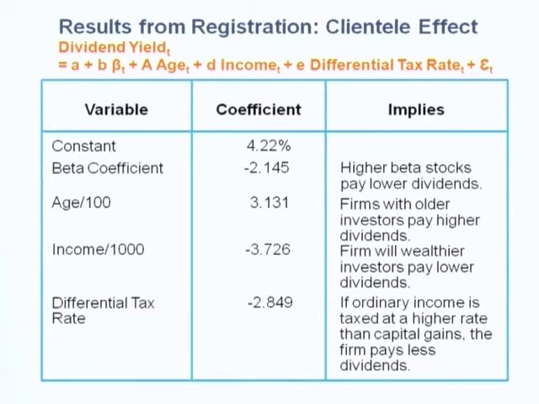As you can see, the coefficient for age is 3.13. So what does it mean? Firms with older investors pay higher dividends. Older investors want to get higher cash dividends. You see the income coefficient is negative 3.726. What does it mean? Firms with wealthier investors pay lower dividends. So if they're richer, they try to get lower dividends. And the tax, just like Warren Buffett, he loved the stock that keeps buying back rather than paying cash dividends. And for tax rate, if you pay a high tax rate, you prefer the firm not to pay cash dividends because you have to pay high tax.